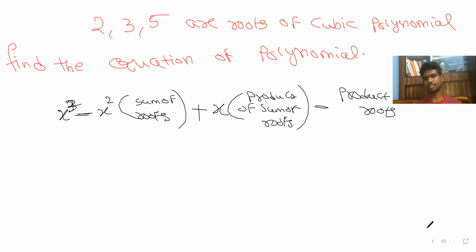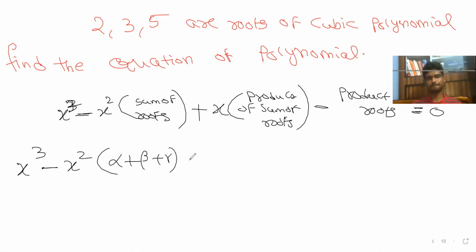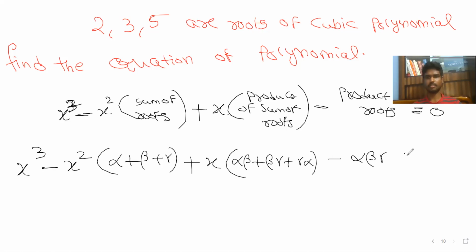This is the same structure that we studied in the relation for the cubic polynomial. First is the sum of the roots, next is the sum of the products of the roots, next is the product of the roots, equal to 0. See, it is pretty simple. This is the only thing you need to remember. So x cube minus x square into the sum of the roots, that is alpha plus beta plus gamma, plus x into alpha beta plus beta gamma plus gamma alpha, minus the product of the roots, alpha beta gamma, equal to 0.